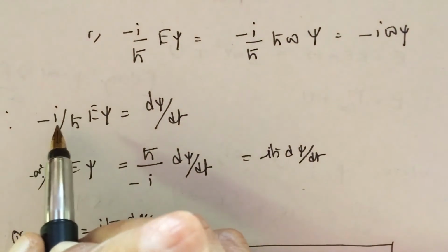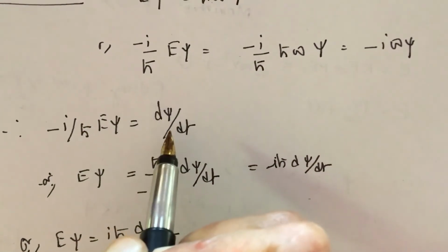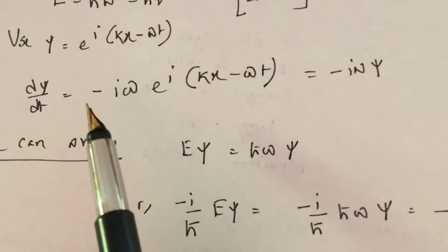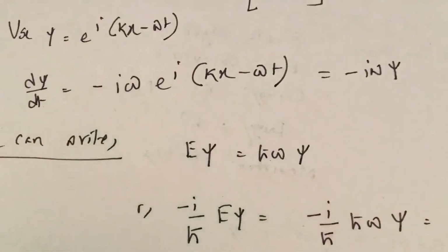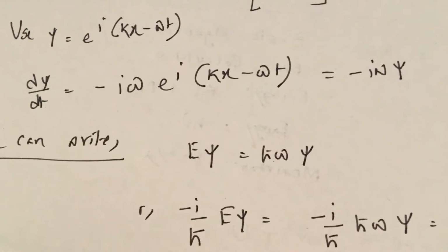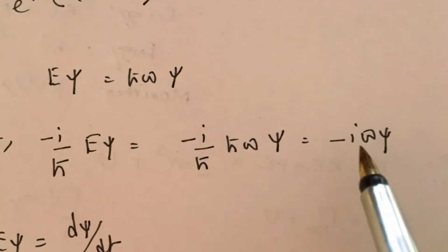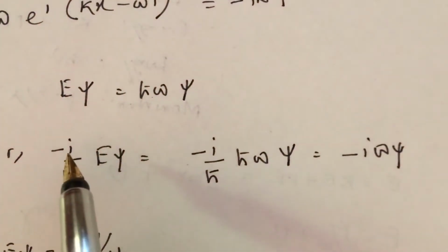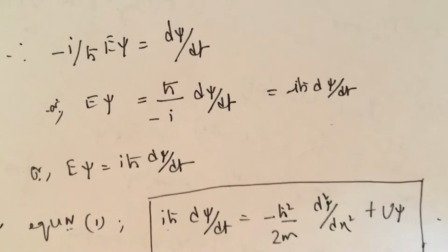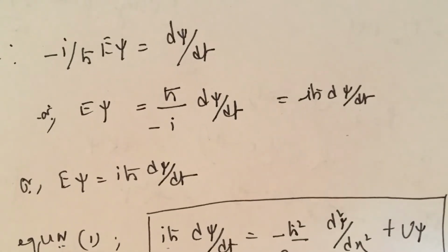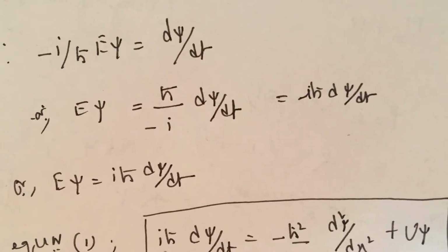And now it's minus i h cross E psi equal to d psi by dt, because I have already derived it here. This is minus i omega psi, and I have just derived that minus i omega psi equals minus i E by h cross. That's what I have written here. So it's minus i by h cross E psi equal to d psi by dt. So E psi equals h cross by minus i.